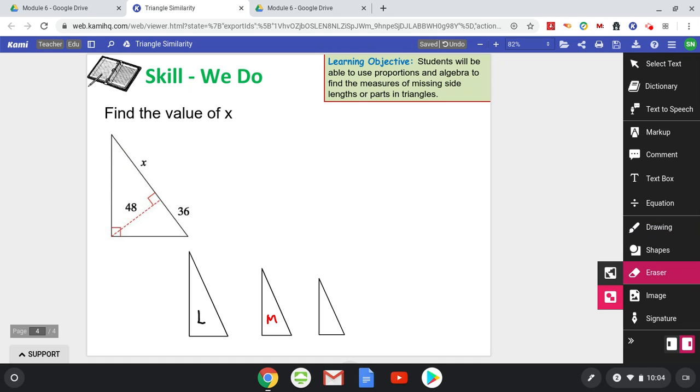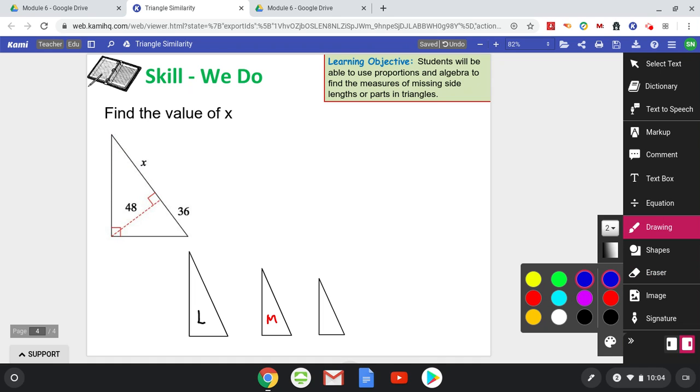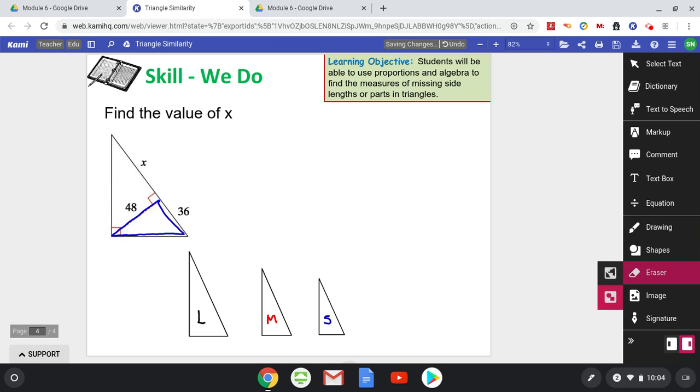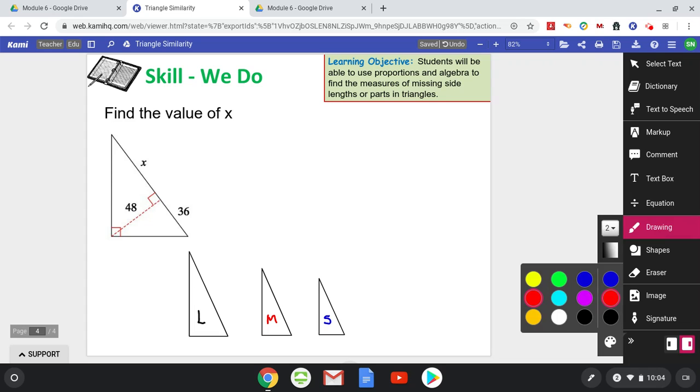And last but not least, the last one would be the small triangle. This right here that I'm tracing in blue would be the small triangle. I will label the small triangle at the bottom. Now, once we have that, we also have to note that we have markings for right angles. That means that all of our triangles are right triangles. If we don't have right triangles, we are unable to use the following method to solve the problem.